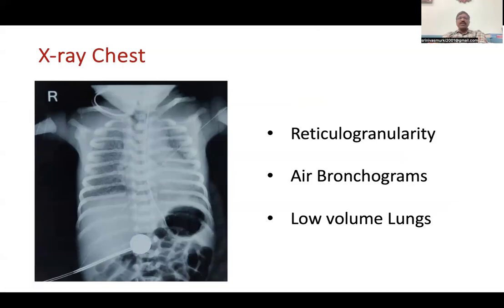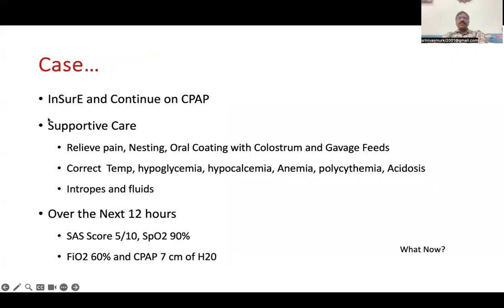If you have already given it, you may give a second dose of surfactant before you think of shifting to ventilation or shifting to a higher center. Since the baby is very early in life, you can think of giving a second dose of surfactant if already given. If not given, you can give the first dose now. So the baby was given INSURE and continued on CPAP.